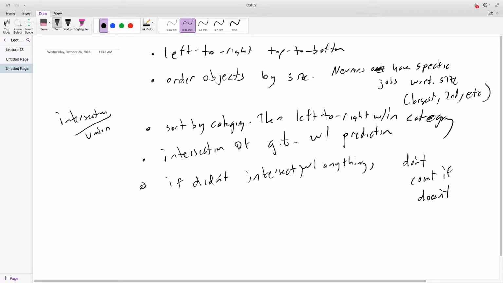The nice thing about that is there's never any question, as we're looking at a particular image and its ground truth, as to what neurons are responsible for it, what predictions are responsible. So that might very well work. Sort by category. Left to right within category may have some issues.